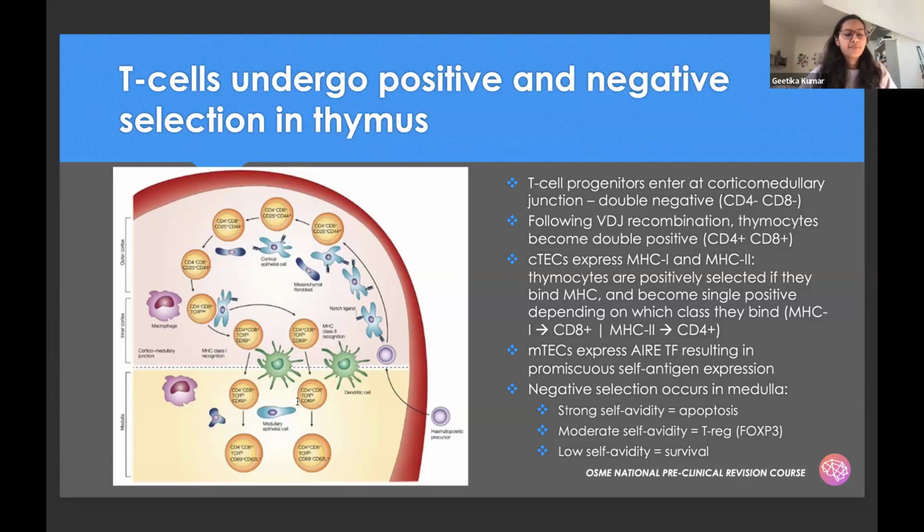And if the TCRs are not self-reactive or have low self-avidity, then those cells survive and become effector T cells in the periphery.